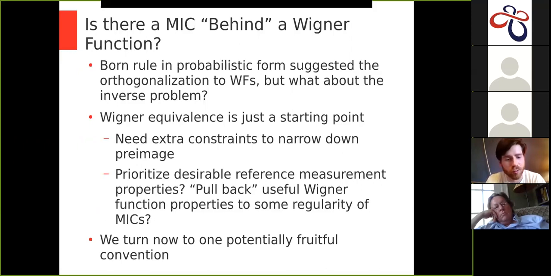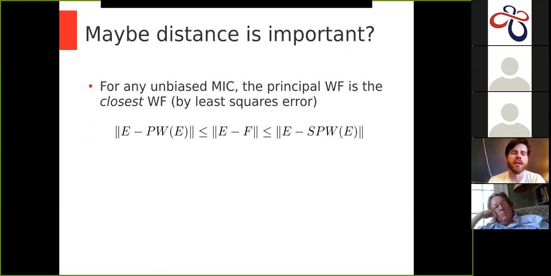One potentially fruitful convention we actually were able to prove something about is the distance between the meek and the principal Wigner function. Inherited from this symmetrized Gram-Schmidt orthogonalization process is the fact that for any meek in an equivalence class, its principal Wigner function is actually the closest Wigner function by least squares error. What I've written here is an abusive notation; what I mean is the element-wise operator products summed up. But it captures the point. Basically, the principal Wigner function is the closest that a meek can ever be to a Wigner function.